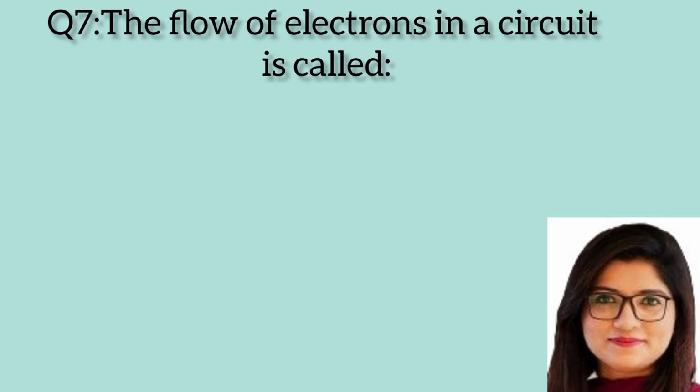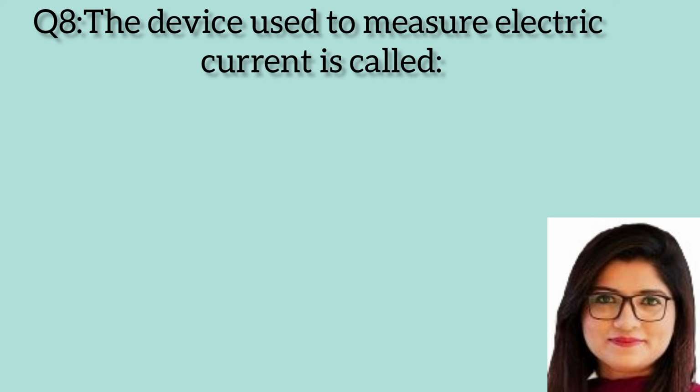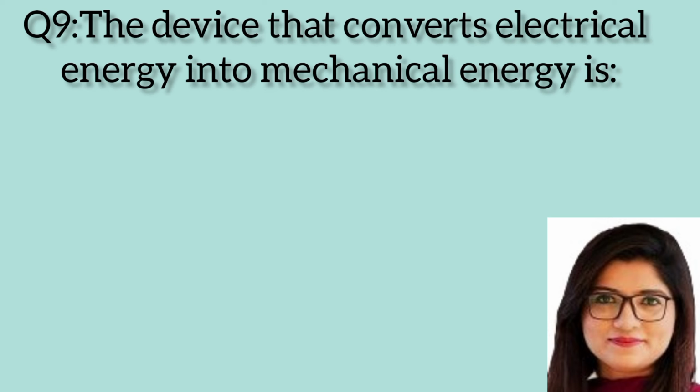Question 7. The flow of electrons in a circuit is called? Answer: current. Question 8. The device used to measure electric current is called? Answer: ammeter. Question 9. The device that converts electrical energy into mechanical energy is? Answer: motor.